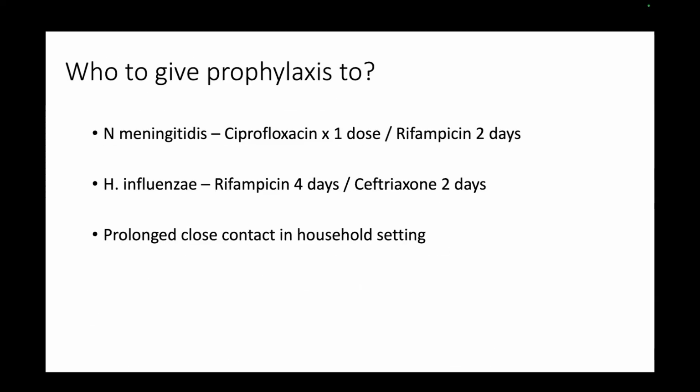And then the other question comes, if you have someone in the household who has meningitis, are there others at home who are at risk? So with Neisseria meningitidis and Haemophilus influenzae, you do want to give prophylaxis to other household contacts, and that can be either ciprofloxacin or rifampicin or ceftriaxone, once those household contacts are identified.